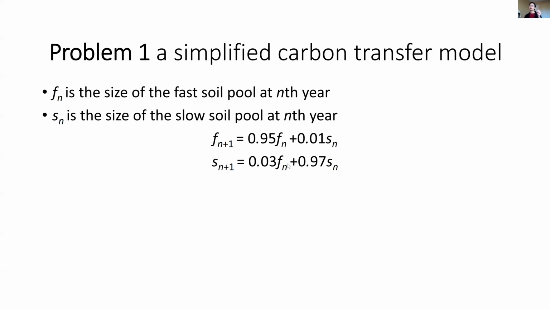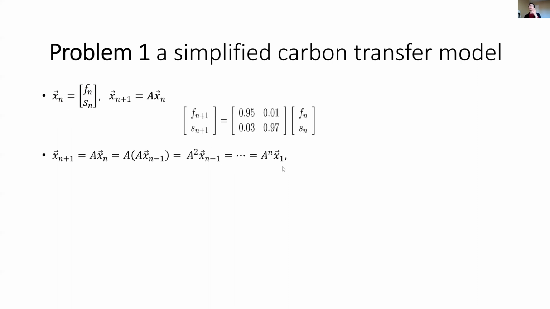So let's convert this question further into matrix algebra language. I am using this vector notation, which is something we're going to cover. If you're seeing this matrix notation and don't feel familiar with it, that's fine. We're going to talk about that. Let's denote these two numbers as a vector. It's just a simple matrix that has one column. We put the fast soil pool size at the nth year in the first row, and the slow one in the second row. So this is the vector xn.